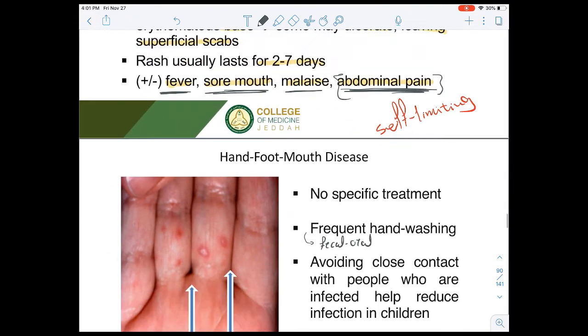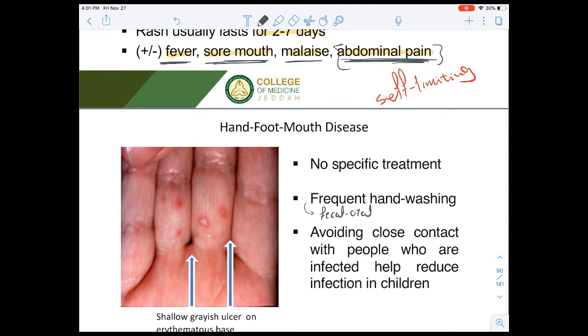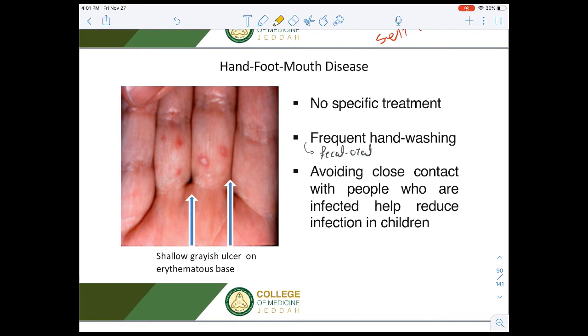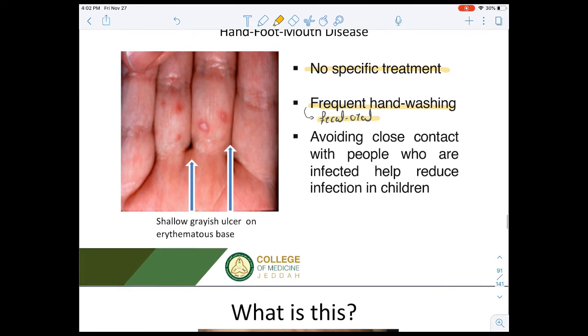And I'm not sure if this is actually the explanation, but this is a way by which I remember that it can cause abdominal pain as well. So there is no specific treatment. Frequent hand washing. As I mentioned, it's a fecal-oral transmission. So a child has to frequently wash their hands in order to avoid the disease. Avoiding close contact with people who are infected helps reduce the infection in children.